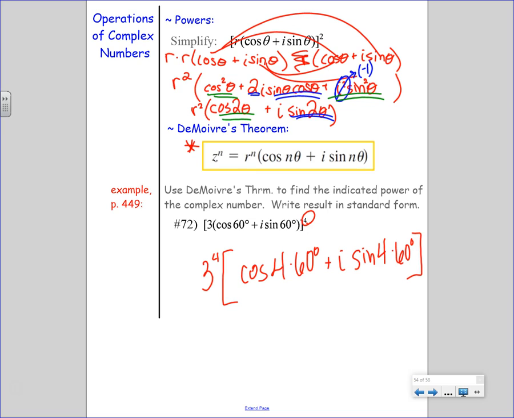can anybody do mental math with 3 to the 4th? 81. Yeah. 3 squared? 9. 9 squared? 81. You have all 4. 81. What's 4 times 60?